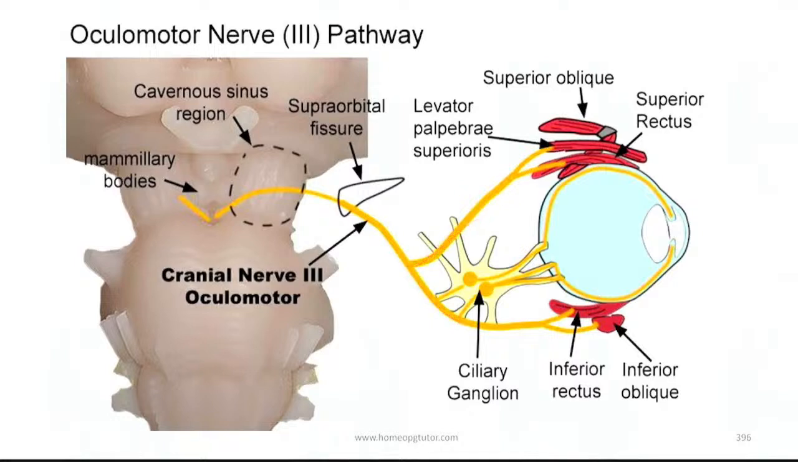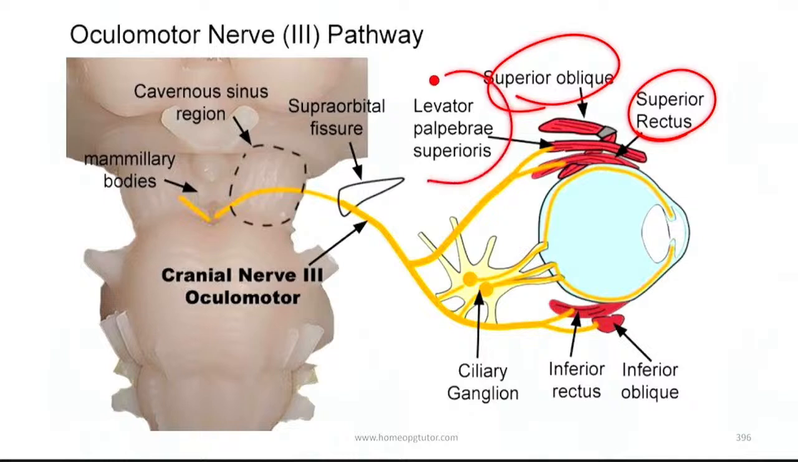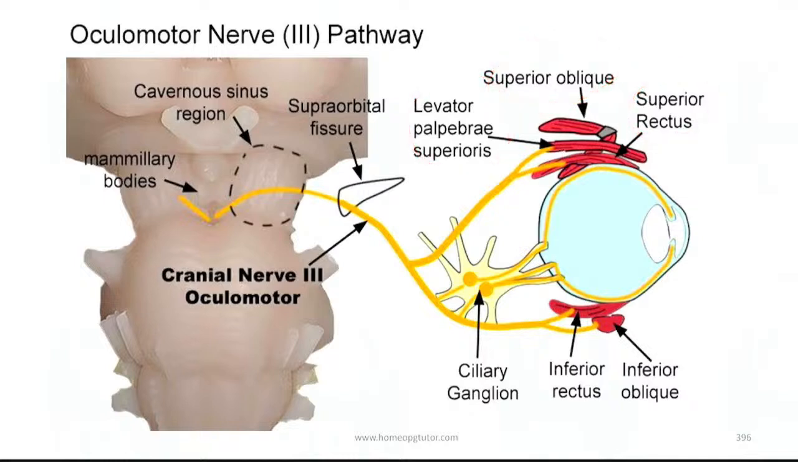The superior branch gives off motor supply to the superior rectus and levator palpebrae superioris. Not superior oblique, sorry. Two motor branches are given to the superior rectus and levator palpebrae superioris. Similarly, the inferior branch gives off motor branches to the inferior rectus and inferior oblique.